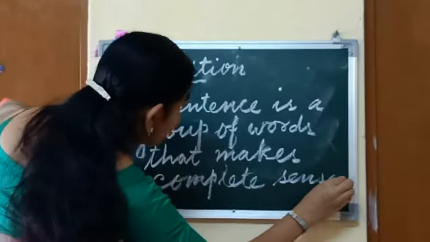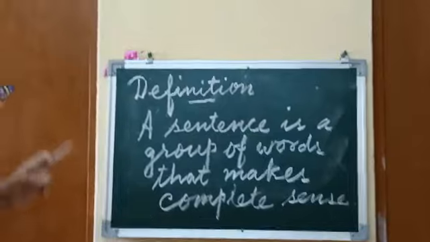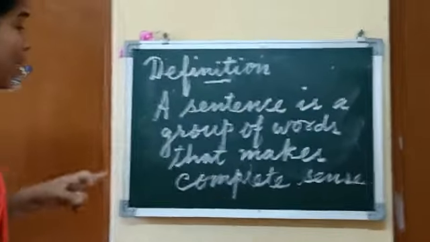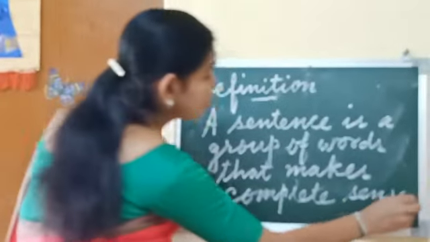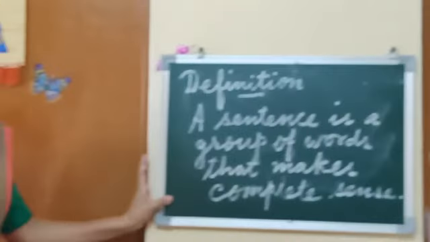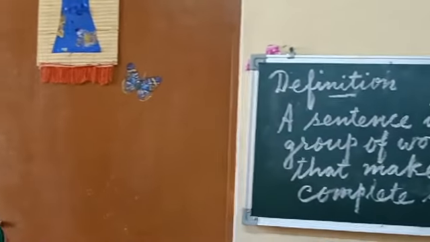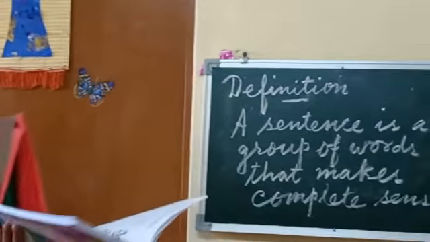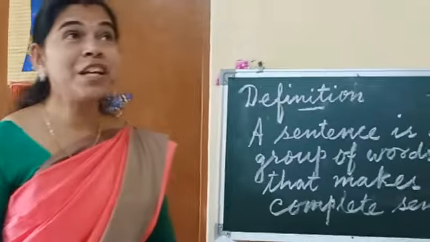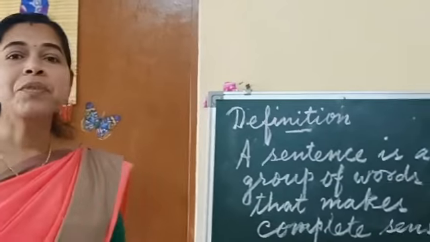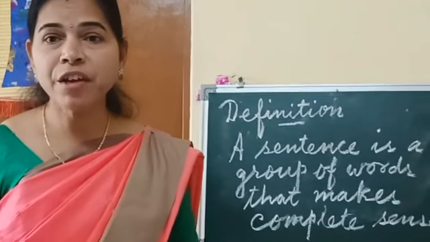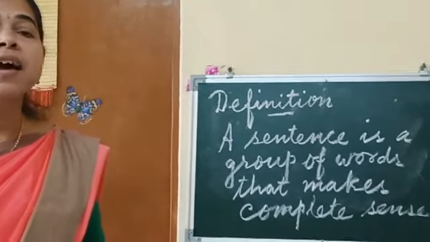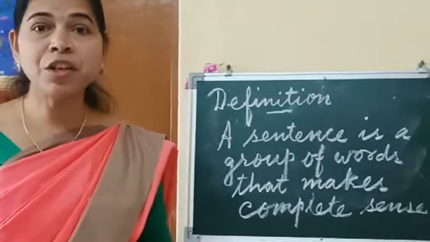So what is the definition of a sentence? A sentence is a group of words that makes complete sense. So this is the definition of a sentence. Similarly, we have so many examples, thousands and thousands of examples. For example, every day we speak, an apple a day keeps the doctor away. Example for a sentence: an apple a day keeps the doctor away.